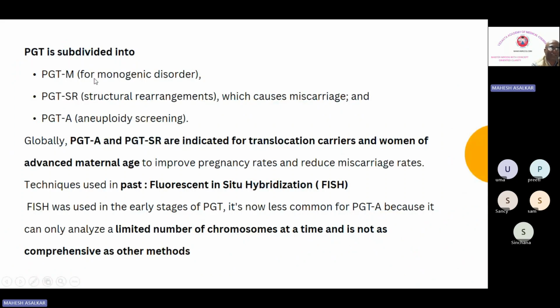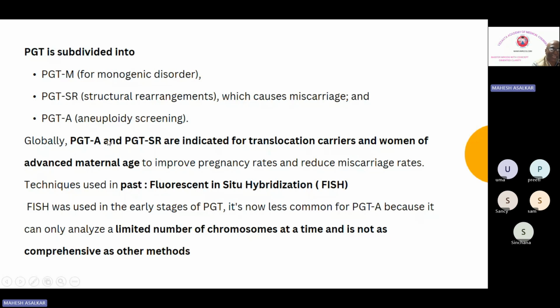So PGT is divided into three: PGTM, that is for monogenic disorder; PGTSR for structural rearrangements which causes miscarriage; then PGTA for aneuploidy screening. So PGT, there are three types: M, SR, and A. PGTM, PGTSR, and PGTA, A for aneuploidy screening.